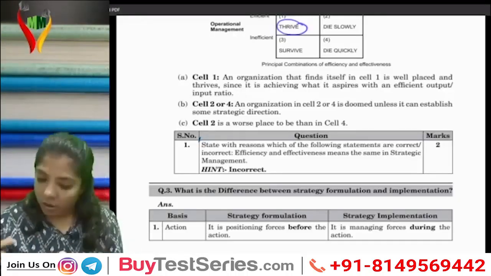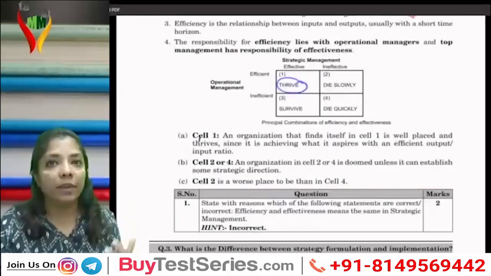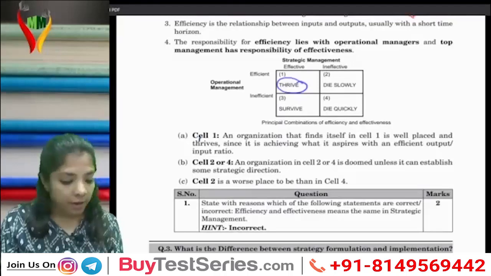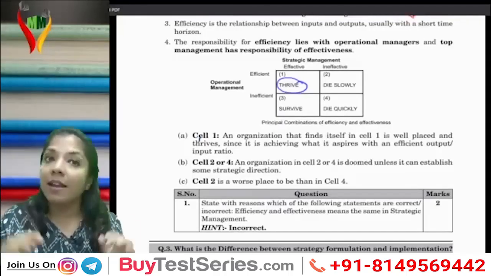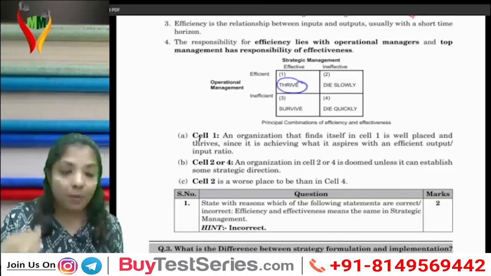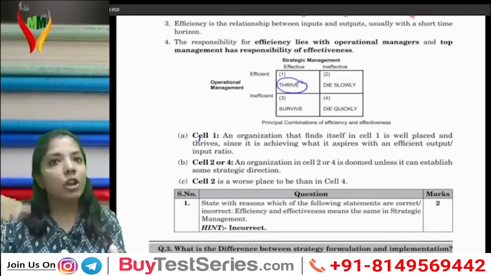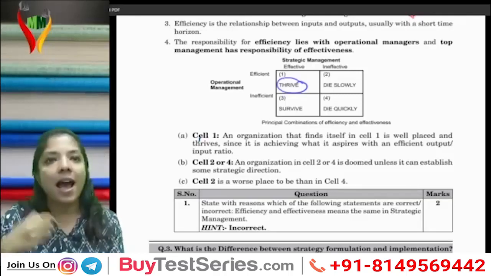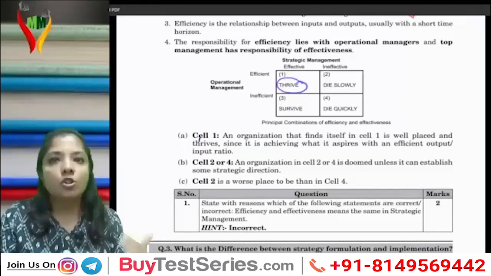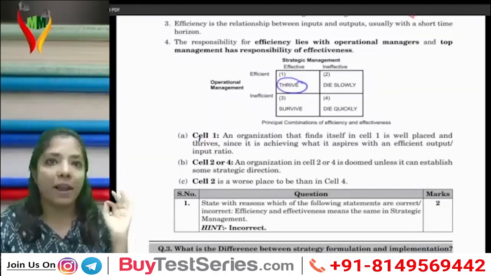Okay. So what was I saying, that when I say cell 3, what is happening in cell 3? In cell 3, my top level people are effective people and my lower level people are inefficient people, right? And whom do I normally blame? I always blame my lower level people first. So here the actual problem was at the lower level and I am curing them only. So my problem will get solved. Hence I am able to survive.